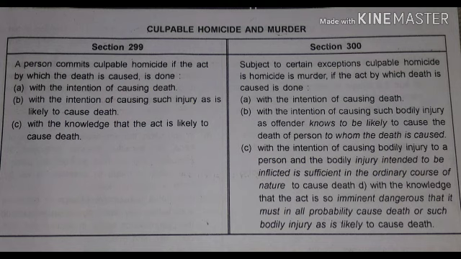Another difference is that culpable homicide is a genus and murder is a species. All murders are culpable homicide, but not all culpable homicides are murder. Now we will discuss murder. In murder, there is no such possibility of the person surviving. For example, shooting a person by putting a gun on his head. No chance of survival. In simple words, the difference is the seriousness of the act.